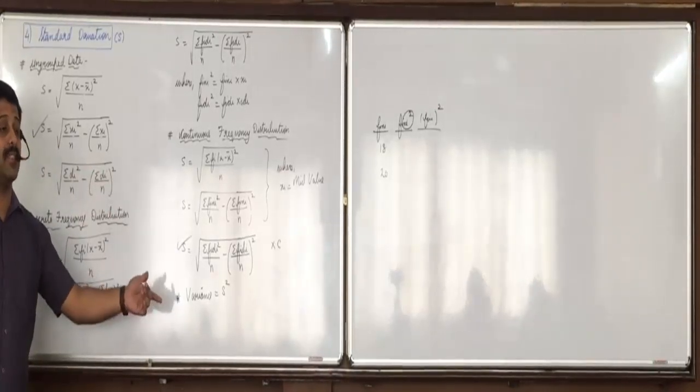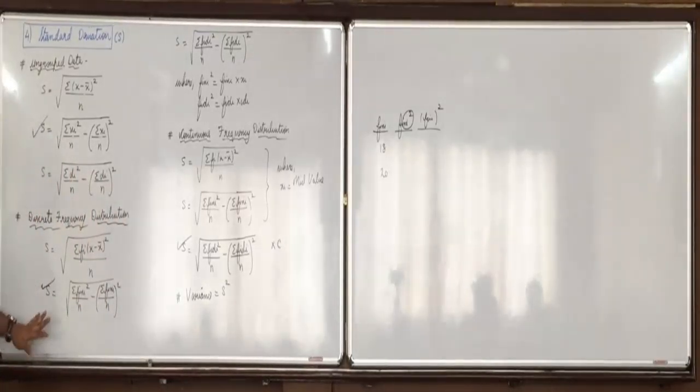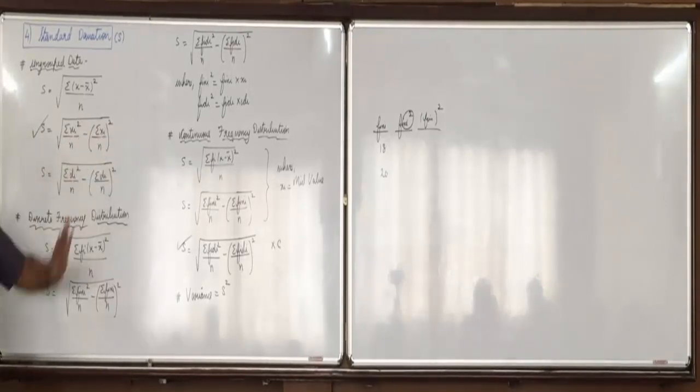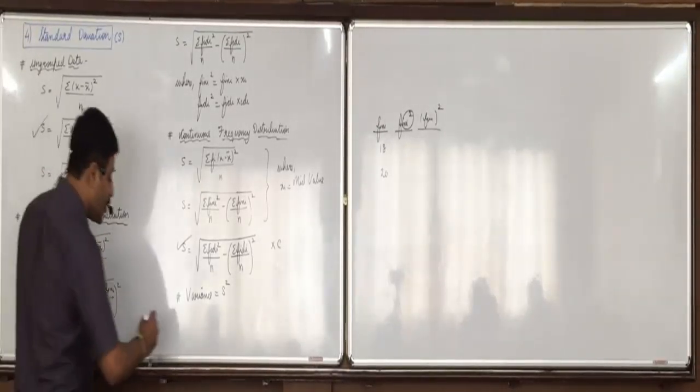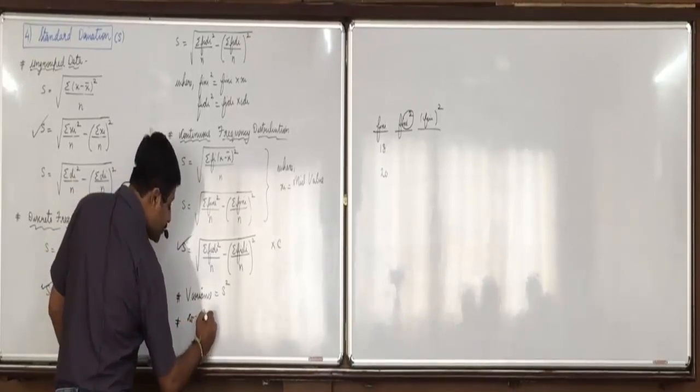In case you find the variance, use the same formulas without square root, because if you square them, the square root will get cancelled. If variance is asked, then you say s square equals sigma xi square upon n minus sigma xi upon n whole square. Square root will not come. And its relative measure is coefficient of standard deviation.